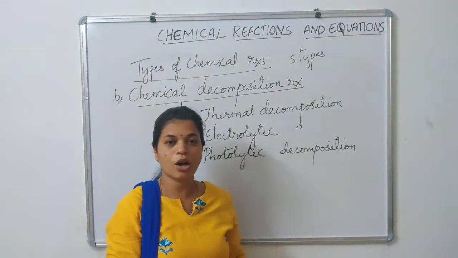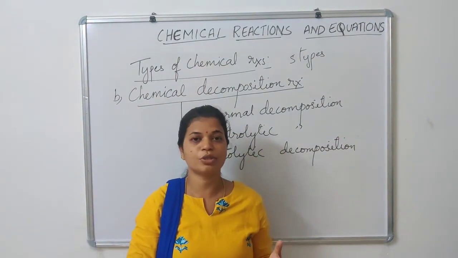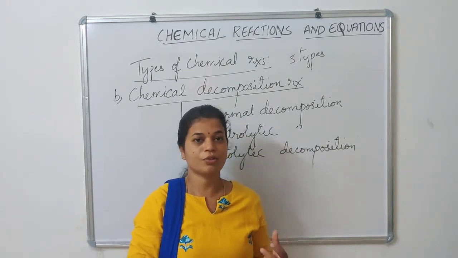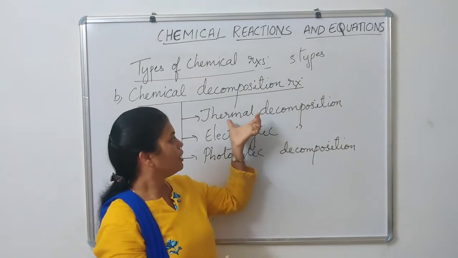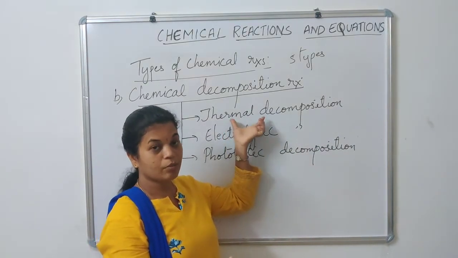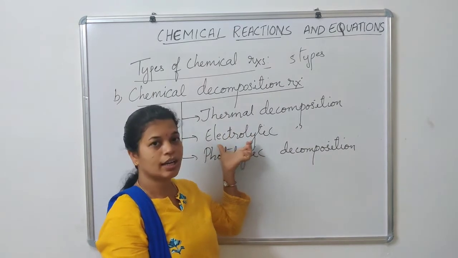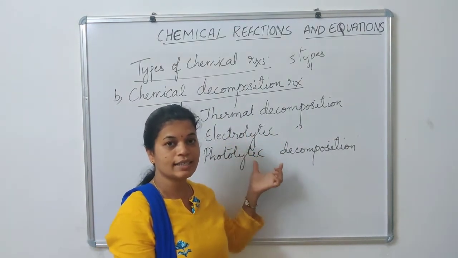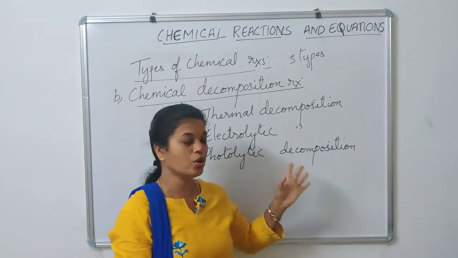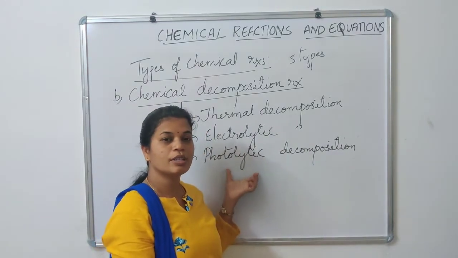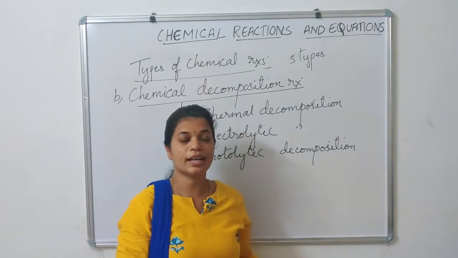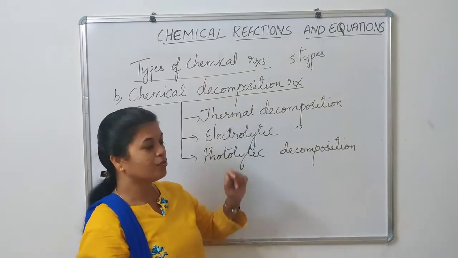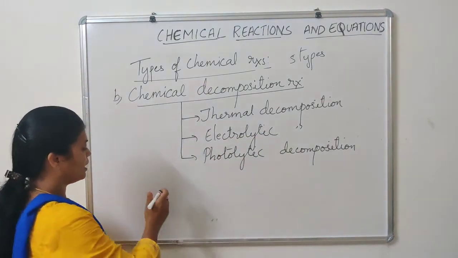See, here in chemical decomposition reaction, the compound is already stable. It has to be split or broken down into two or more substances. So it needs some energy. That energy we have to supply in the form of heat. That's why it is called thermal decomposition reaction. Electrolytic: some compounds get decomposed by passing electricity. Using electricity, one compound splits up into two or more substances. Photolytic means some compounds are very sensitive to sunlight. They decompose in the presence of sunlight. So let us take an example of thermal decomposition reaction.